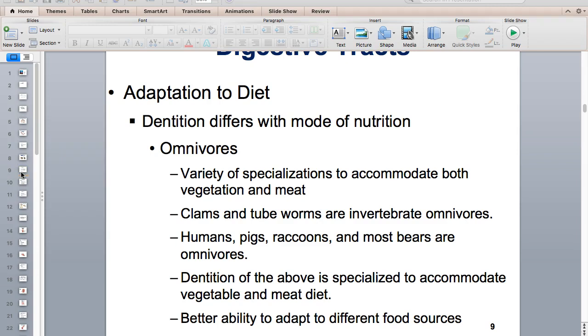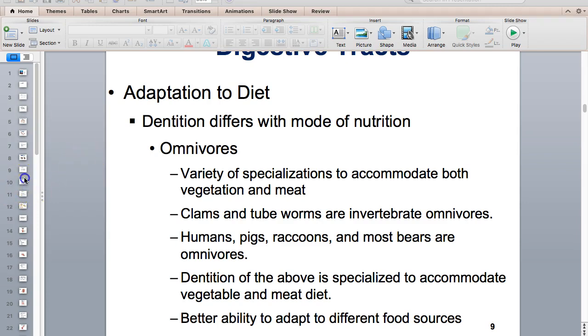All right, so omnivores, again, we're omnivores, right? We obviously eat both vegetables and meat, or vegetation and meat. If you talk about some examples of invertebrate omnivores, clams, tube worms, again, I mentioned us, pigs, raccoons, bears, they're all omnivores, and you would have this specialized dentition to support that, okay?